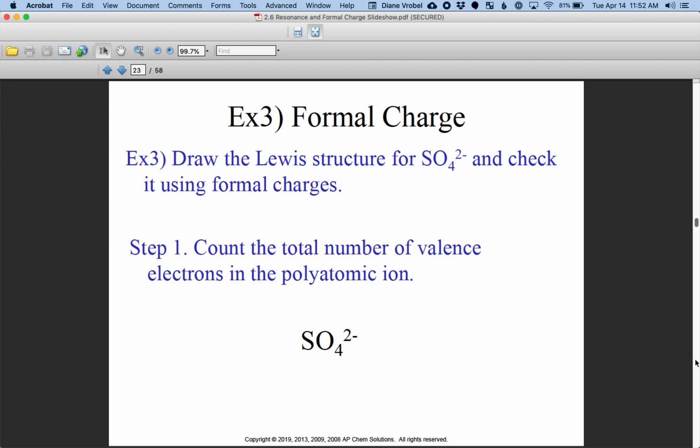Okay, so here we have an example of a polyatomic ion, and you have to get really good at adding up all the valence electrons. So notice that we have 6 valence electrons for sulfur and oxygen, and we also have an overall -2 charge. When we add up all the valence electrons, notice that we have a total of 32 electrons. So you want to make sure you keep track of all the valence electrons plus the additional electrons due to the polyatomic ion.